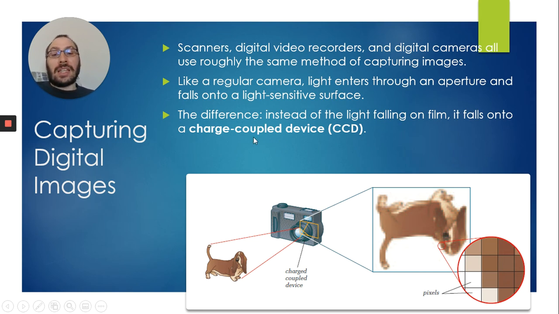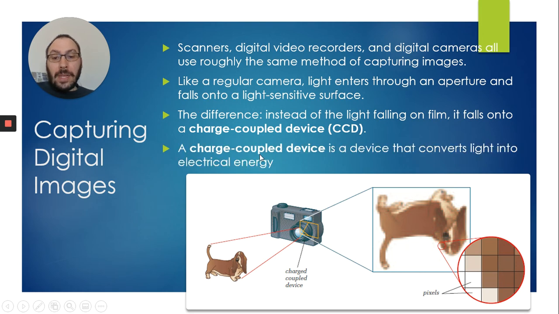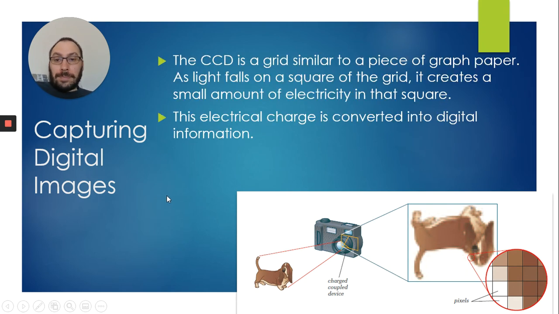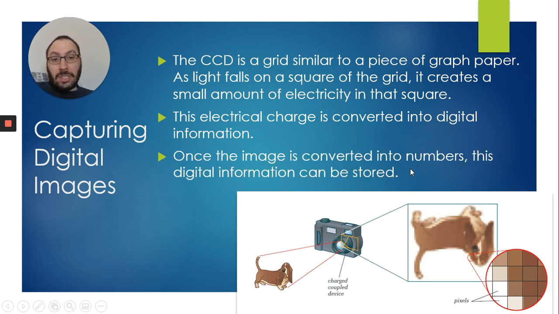In digital cameras, it is a charge-coupled device. A charge-coupled device is a device that converts the light into electrical energy. It's a grid similar to a piece of grid paper. As the light falls on the squares of the grid, it creates a small amount of electricity in that square. The electrical charge is then converted into digital information. So each of these little squares over this basset hound is converted into digital energy that is given a number. Once the image is converted into these numbers, digital information can then be stored and shared.